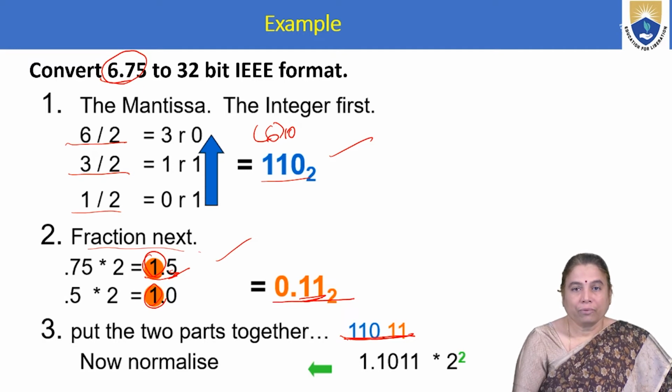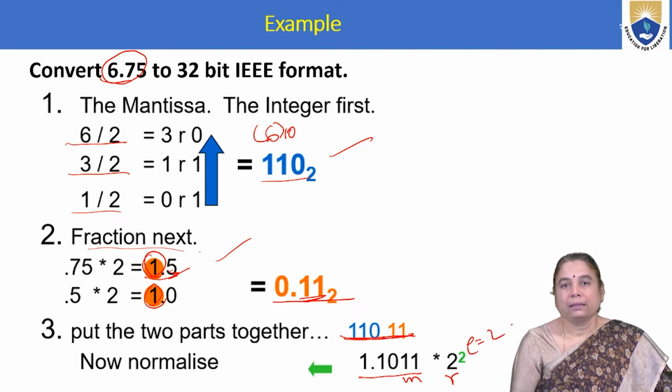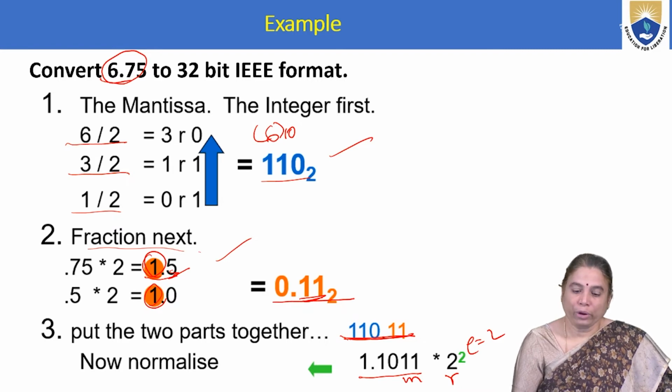Then after this step, the normalization can be performed. Here it can be normalized as 1.1011 into 2 power 2. So 1.1011 is the mantissa, the radix is 2, and the exponent value is 2. In this way, the decimal number can be converted into a floating point number.